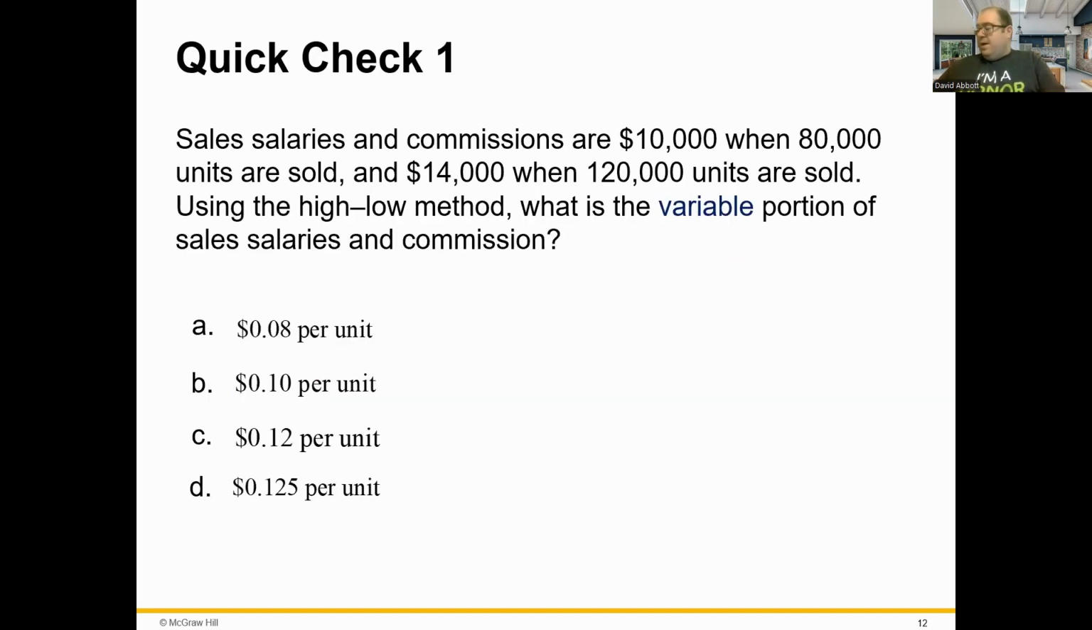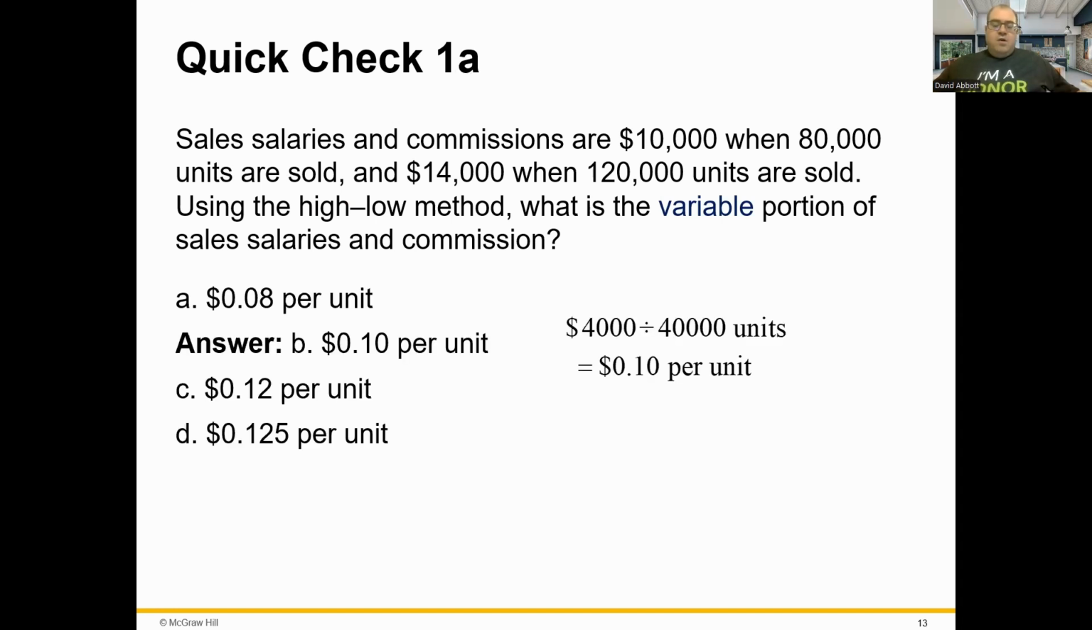So we can do a quick check on that. Sales salaries and commissions are $10,000 when 80,000 units are sold and $14,000 when 120,000 units are sold. Using the high-low method, what is the variable portion of sales salaries and commission? It would be 10 cents per unit because we can take 4,000, which is the difference between the two, divided by 40,000 units, which is the difference in number of units. So that comes out to 10 cents per unit.